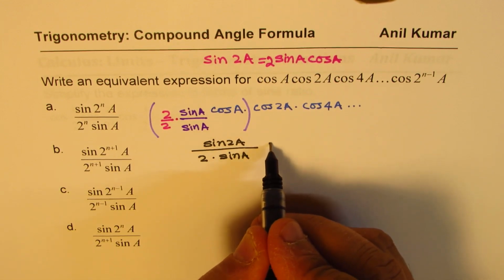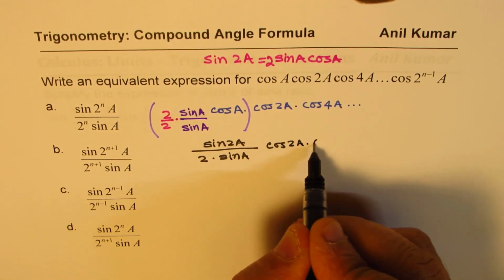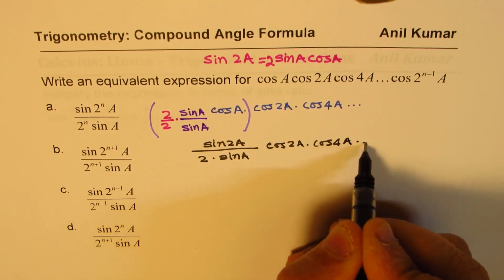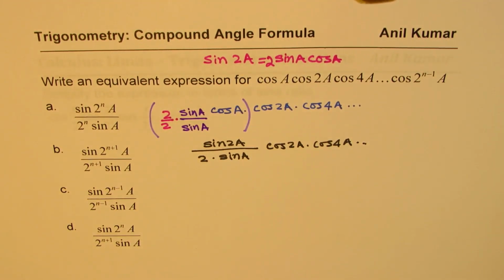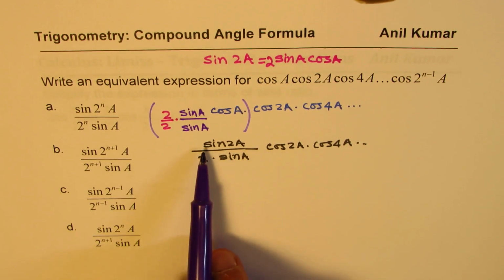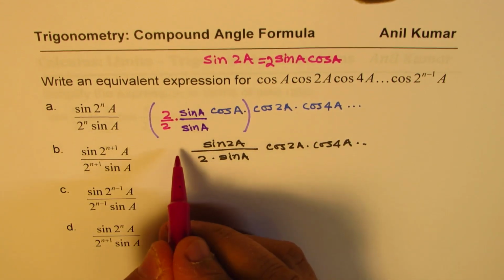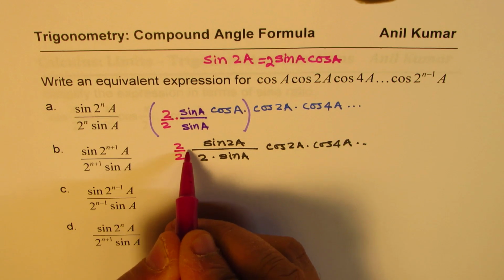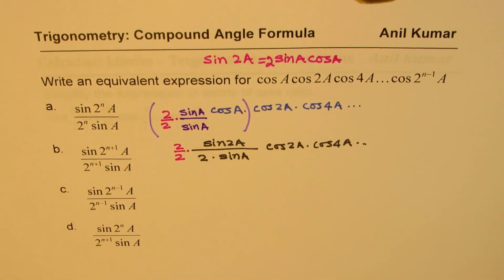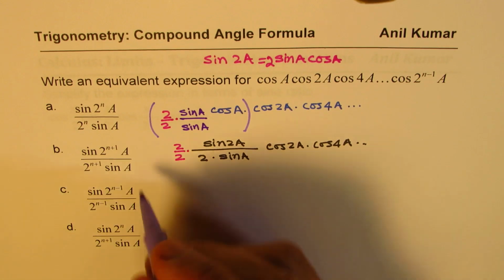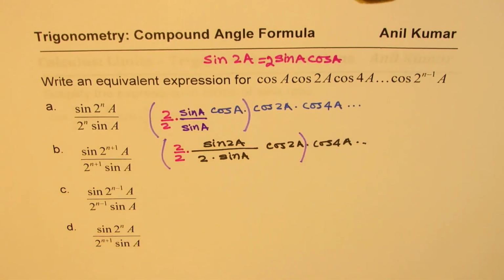And then I have my series, which is cos 2A times cos 4A till 2 to the power of n minus 1A. So we got 1 2 and we got sin A in the denominator. Now what can we do? Well, we have sin 2A and cos 2A. We only need a 2 in the numerator. So we can again multiply and divide by 2, right? So let's now divide and multiply by 2. Since we already have one sin 2A, right? So as you can see, this process can be repeated.